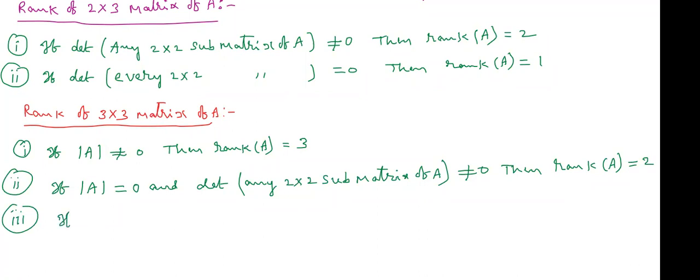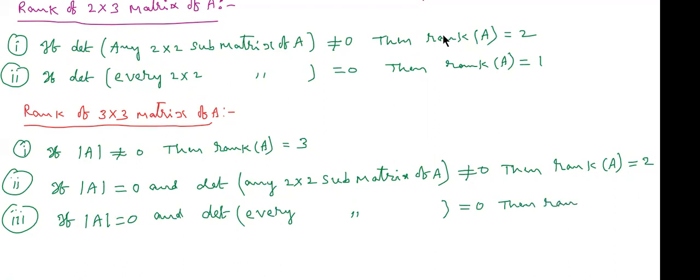If det A is equal to 0, and the det of every 2 by 2 submatrix of A is equal to 0, then the rank of A is equal to 1.